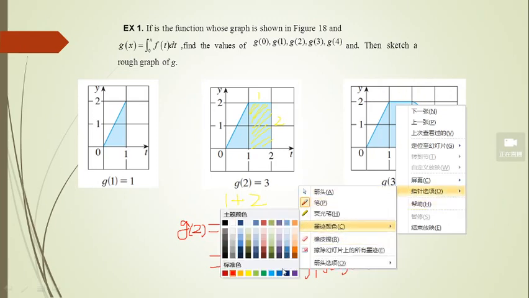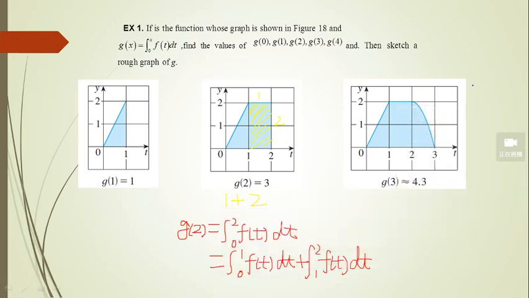Here we estimated this part from 2 to 3. It's greater than the triangle, of course, right? This part is greater than the triangle. So we estimate this one from 2 to 3, ft dt, is 1.3, okay? We estimate this part is 1.3. Of course, it should be greater than 1, right? It's a little larger than the triangle. So I use the purple color to denote that.